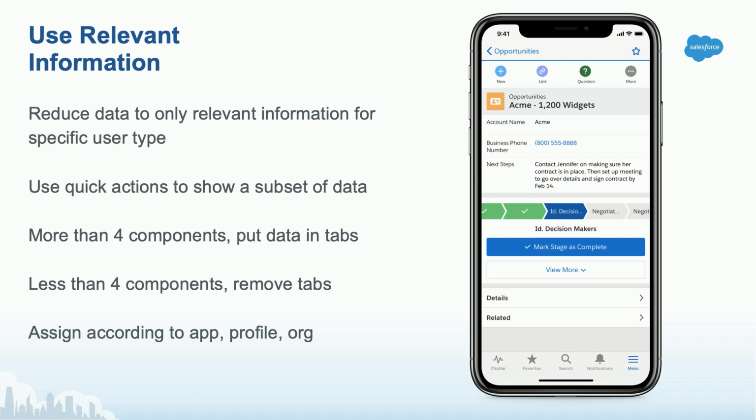Next, if there are more than 4 components, put the data in tabs, because that will improve the performance of your mobile page. However, if there are less than 4 components, then remove all the tabs and make sure all the data is on one page, because then they don't have to go around clicking to get to the information that they need, and that makes them more efficient. And last but not least, assign it according to app, profile, and org. This allows you to make sure that only the relevant information is going to the specific user type.